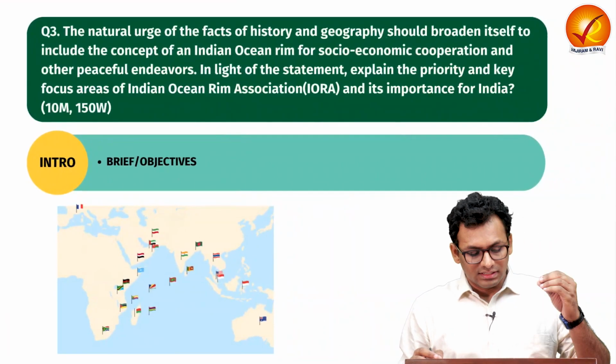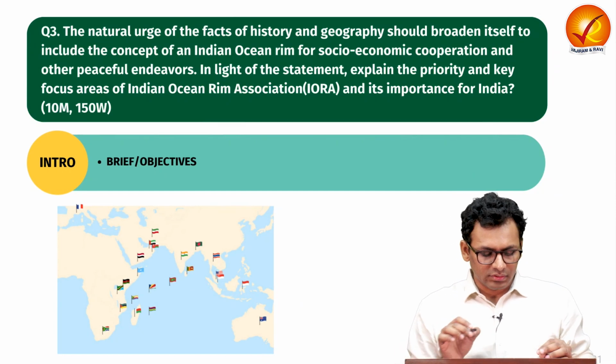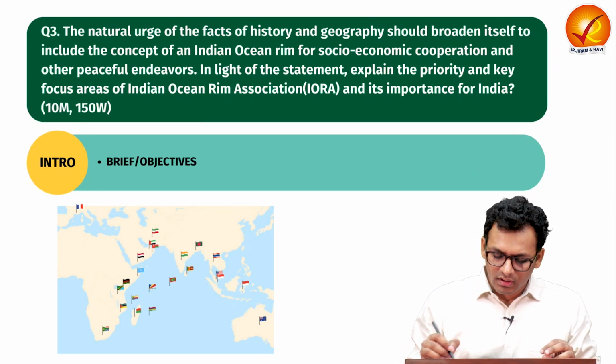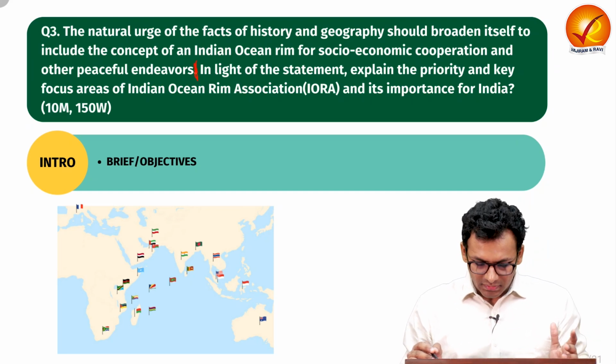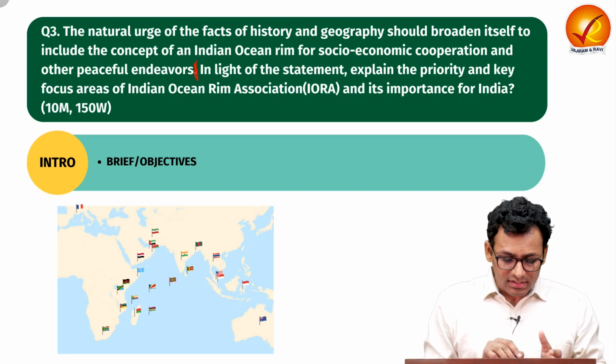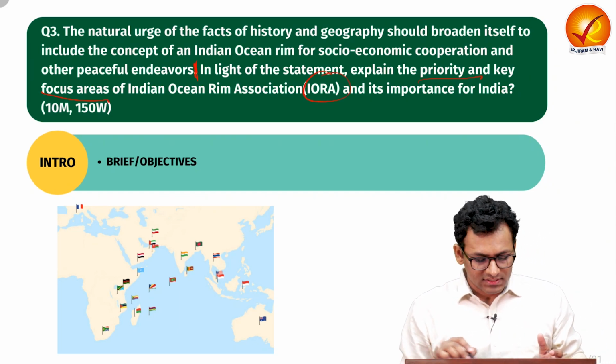Question number 3. The natural urge of the facts of history and geography should broaden itself to include the concept of an Indian Ocean rim for socio-economic cooperation and other peaceful endeavors. In light of the statement, explain the priority and key focus area of IORA and its importance for India.